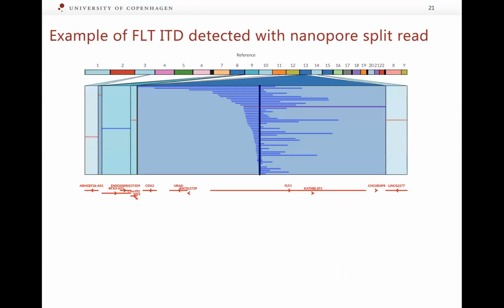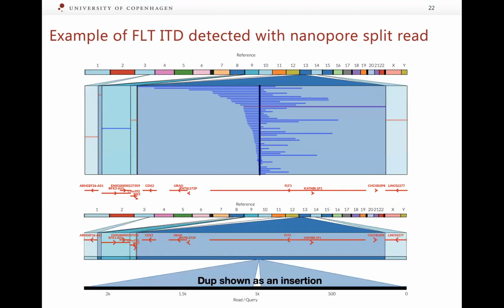This is how it looks. One of the examples here, FLT3 detected with nanopore sequencing. You can see this nice insertion here. Essentially the region is copied and inserted right next to the region. If you look at the sequence context, it's just a perfect nightmare for a short read caller. And we find it with quite high confidence.